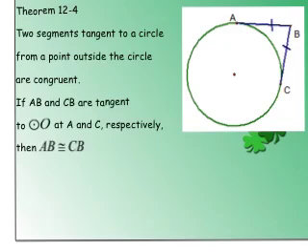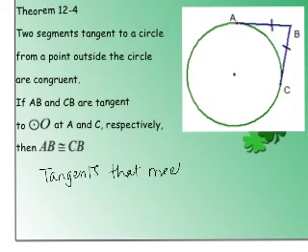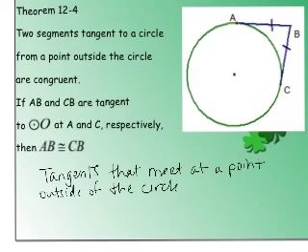We have one more property to talk about, and that says two segments that are tangent to a circle from a point outside the circle are congruent. So if AB and CB are tangent to circle O at A and C respectively, then AB is congruent to CB. So tangents that meet at a point outside the circle are congruent.